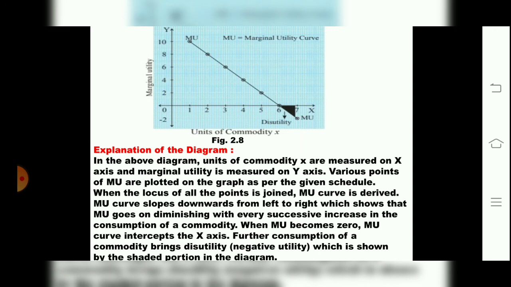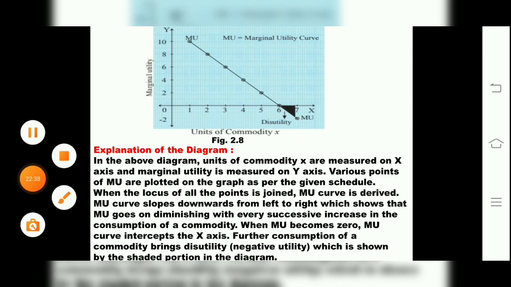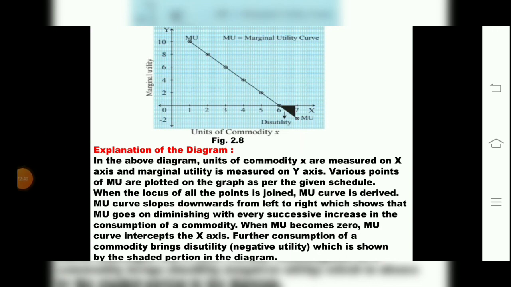Then in the next video, children, we will see the assumptions of the law of DMU.